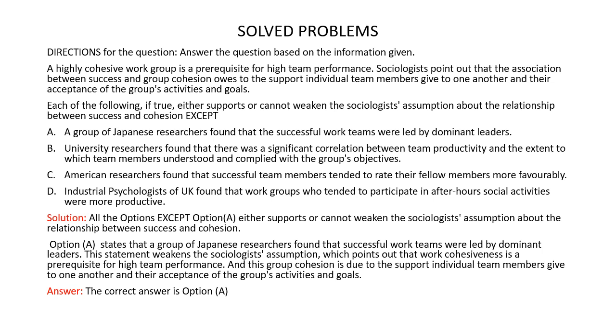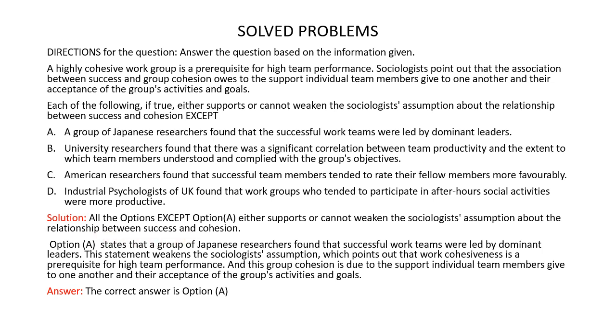So here we have to find out which of the given answer options does not support the sociologist's assumption. Here you are given four answer options and you have to find out which one of these is correct. Now when you look at all the given answer options, you will see that excepting option A, all the other options either support or cannot weaken the sociologist's assumption about the relationship between success and cohesion.